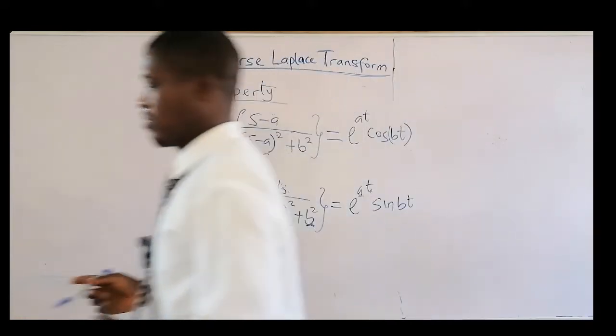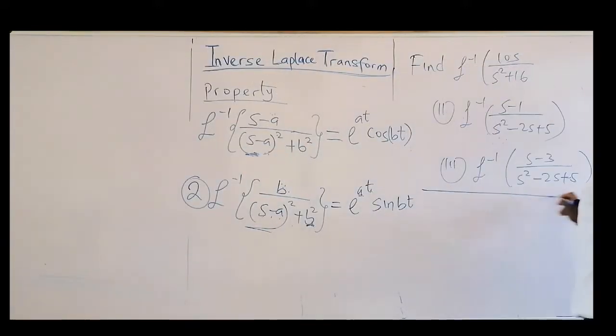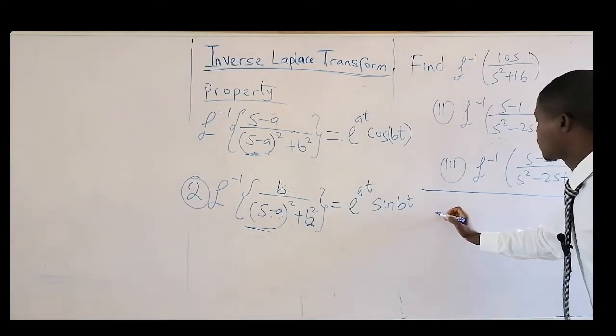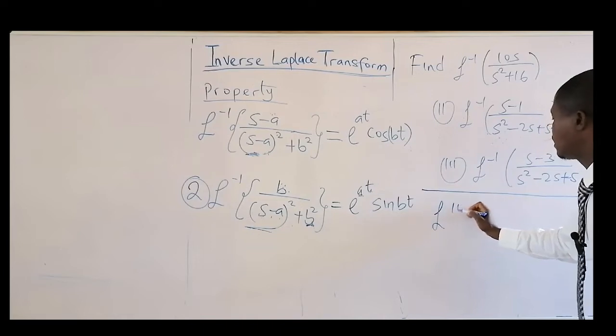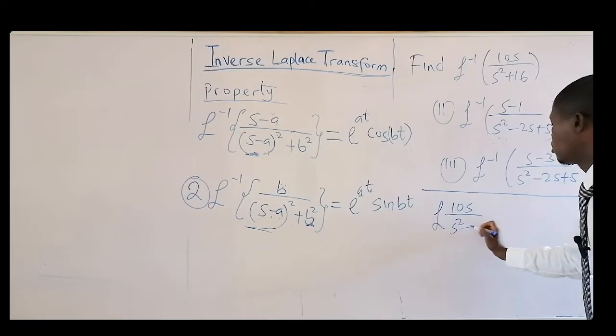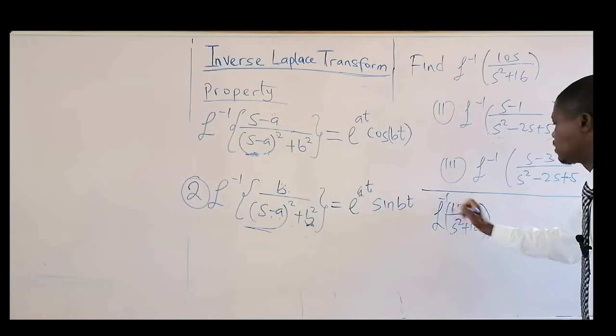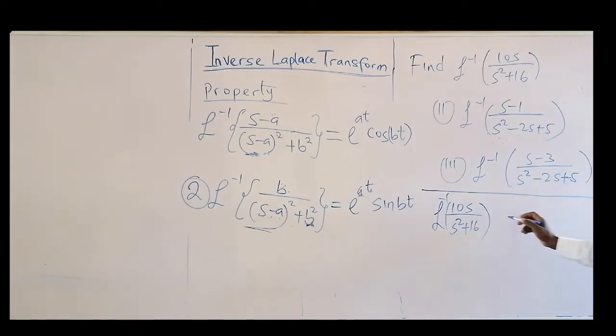Let's see questions on these aspects. Let's look at the solution to these three questions. Find the inverse of this fraction. They are all fractions, and we have said that inverse Laplace is for fractions. The first one, the inverse Laplace of 10x over x squared plus 16. The 10 can go outside. Then we have inverse of x over x squared plus 16.